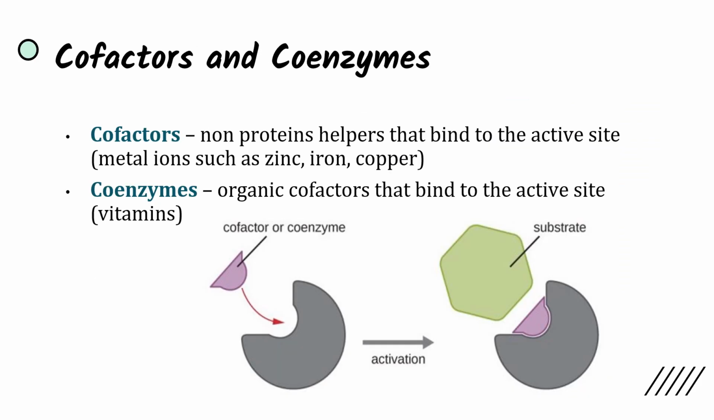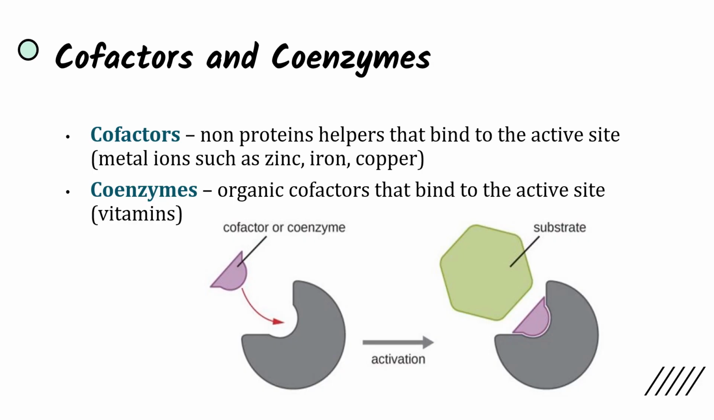Now, besides the enzyme and the substrate, there are a couple of other factors that we have to look at play here. First of all are cofactors, and these are non-protein helpers that bind to the active site and assist in the reaction. These are metal ions such as zinc, iron, and copper. And a type of cofactor that is organic is known as a coenzyme, and these are like vitamins.